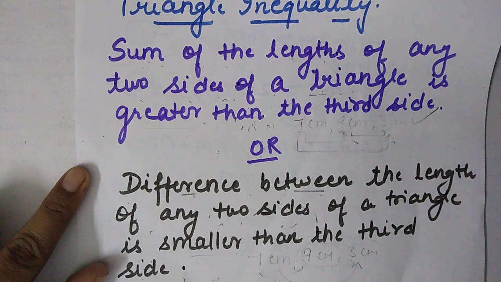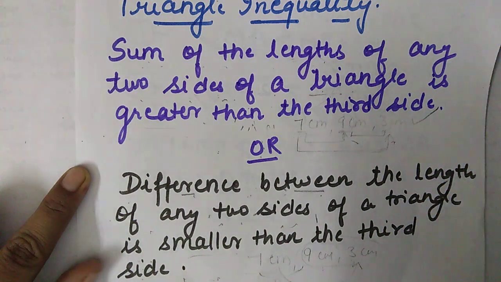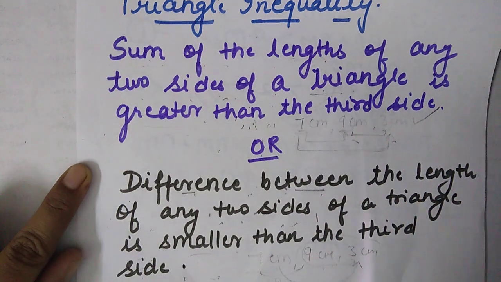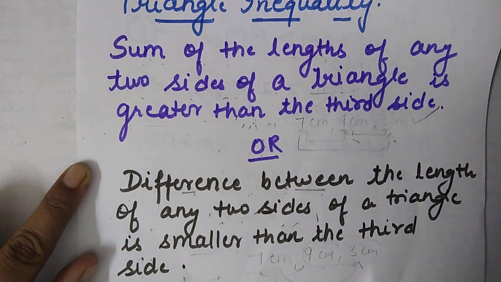So what the triangle inequality says is that the sum of the lengths of any two sides is greater than the third side, or you can say the difference between the lengths of any two sides is smaller than the third side.